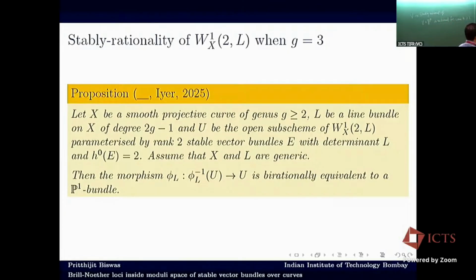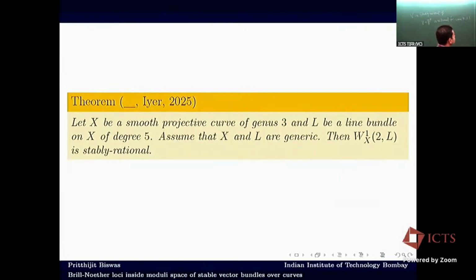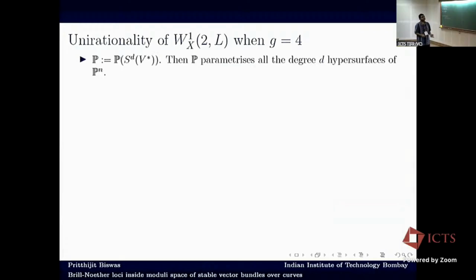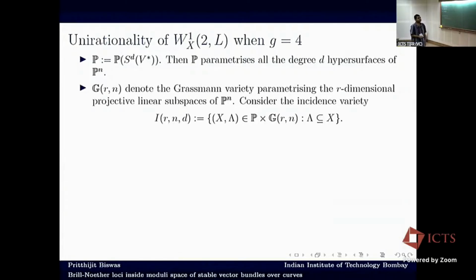The thing is that we use this: it's birationally equivalent to a P1 bundle to show that this variety is stably rational, because in this case it is known that the hypersurface will be stably rational from some earlier works. And when g is 4, we show that this is unirational, this W1X2L. So for that I need to introduce these notions of incidence varieties and the projective Grassmannian.